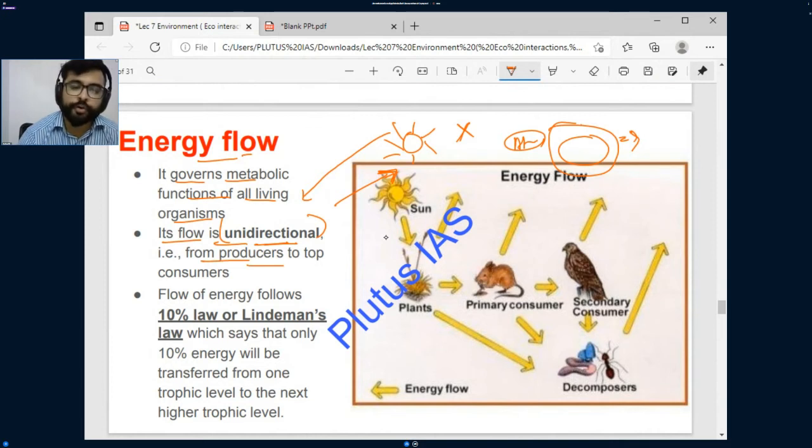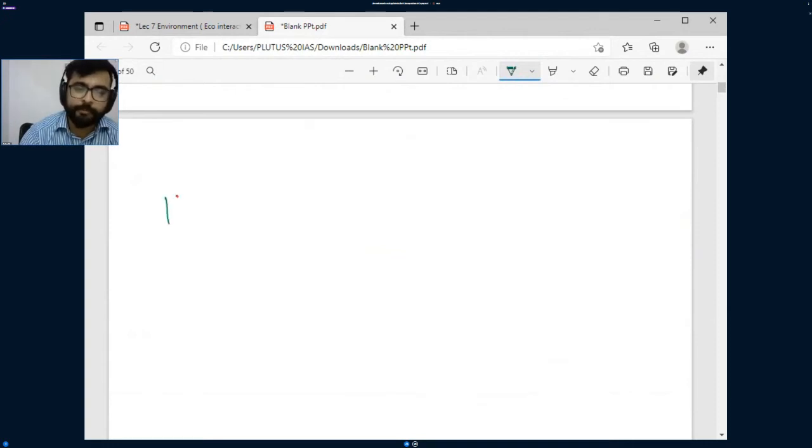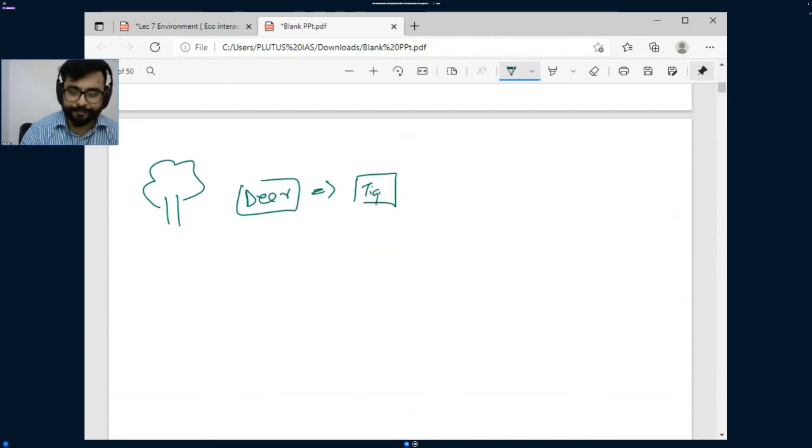So the energy flows from the producers to the consumers, and it could be the topmost consumers. And there is a flow of energy which has been explained by Lindeman. This scientist has given us a very famous rule, the 10% rule. Now, what is this 10% rule? If I elaborate a little, at each level, for example, a deer will eat grass, and then a tiger will eat the deer. At each level, only 10% of the energy will be transferred to the next level.